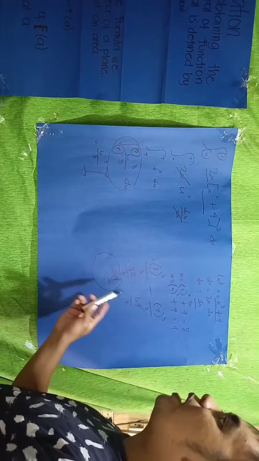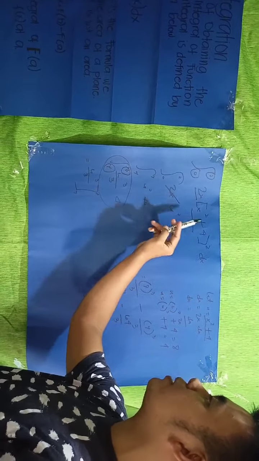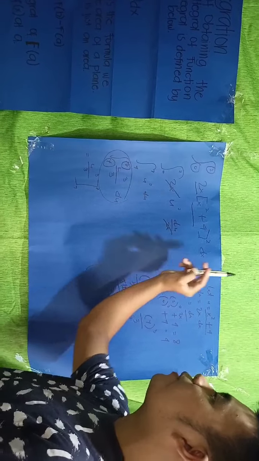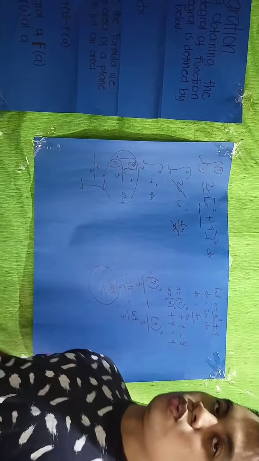448 over 3 is the answer of the integral of 2x (x squared plus 4) raised to the second power from the limit of 0 to 2.